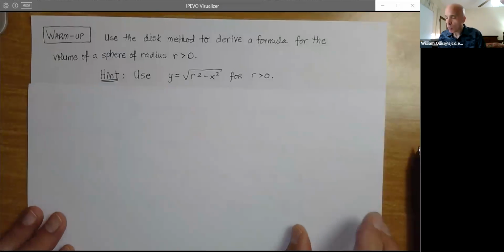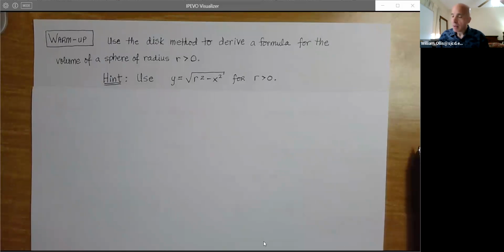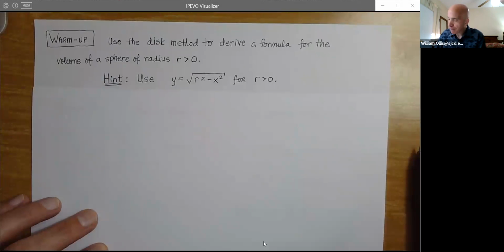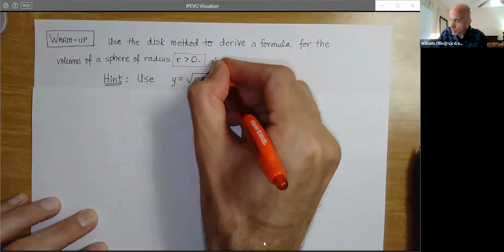Now, let me go ahead and share my screen. The first example will be this one. It says use the disk method to derive a formula for the volume of a sphere of radius r greater than 0. So when we think of a sphere, we think of it having a constant radius. So this is constant.